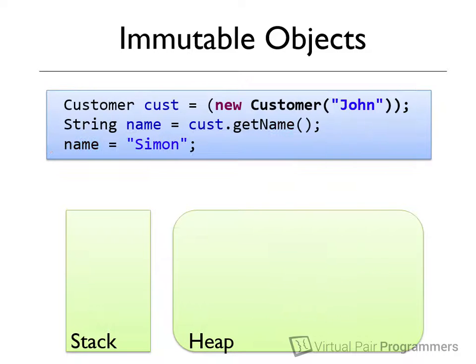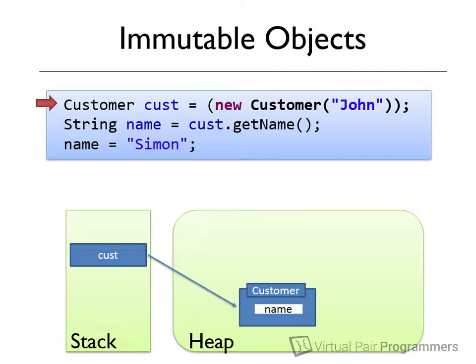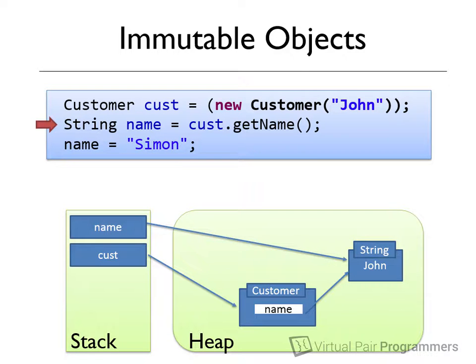So in our customer example, well, suppose we have a customer with a name of John. So there'll be a variable on the stack called cust, which references an object on the heap of type customer, which has a name field, and the name field references another object on the heap, which is the string storing the name John. If we retrieve a reference to the name of the customer, then we'll get our new variable called name, which is a reference to our string with the value of John.